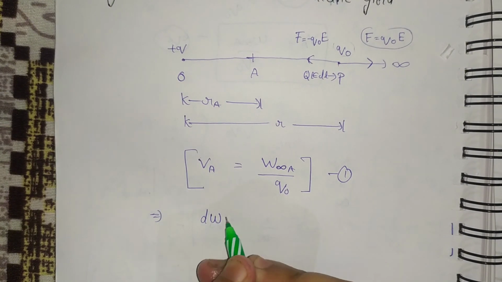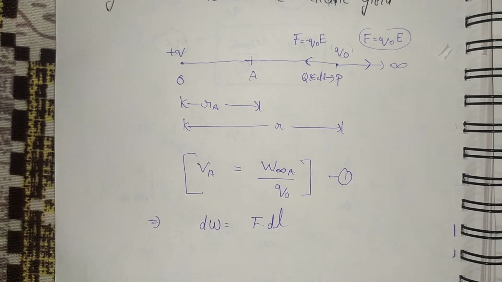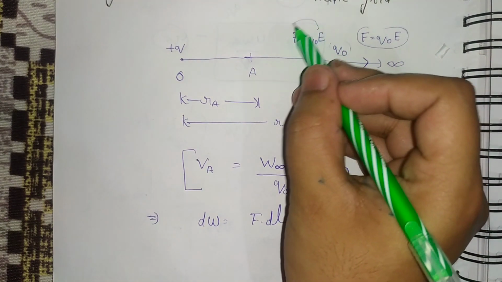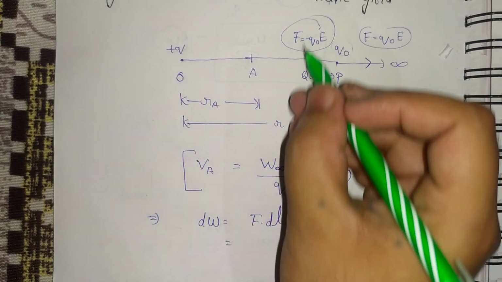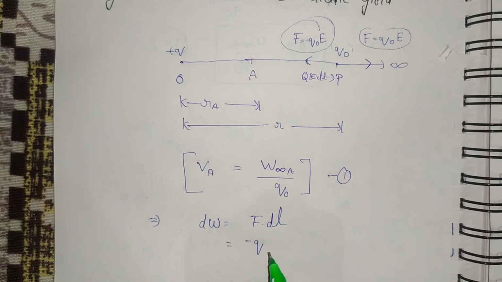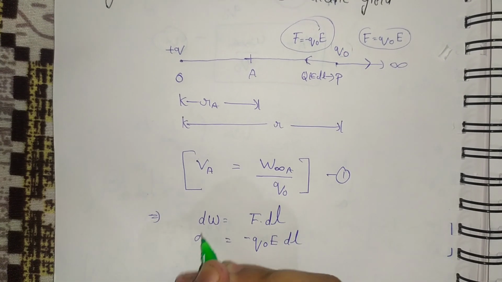Work done equals F dot dl. Okay, this work done is F dl. Okay, we know what the force is. Force is minus q naught E. This is the external force. Now we are placing the value of F from this into the equation. Then the equation becomes q naught E dl, that is dW.